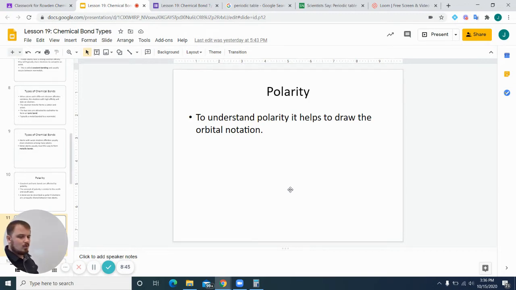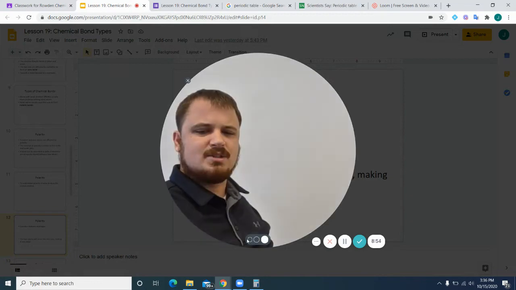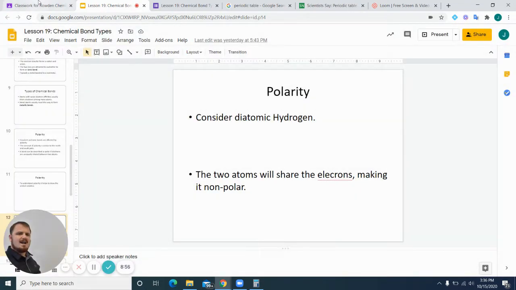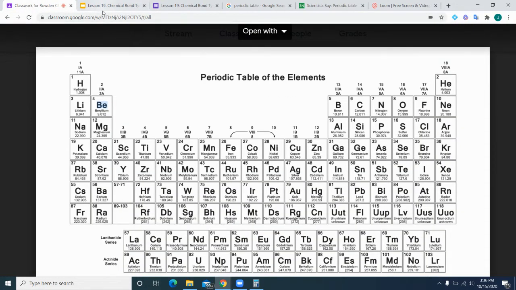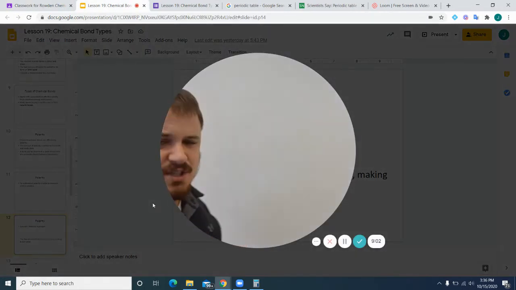So it helps to draw the orbital notation when we do this. So let's do diatomic hydrogen, okay? Remember orbital notation. Actually, before I do that, let's do hydrogen. Hydrogen has how many valence electrons? Only 1, okay? And remember, hydrogen wants to get to 2. If it gets to 2, it's happy.